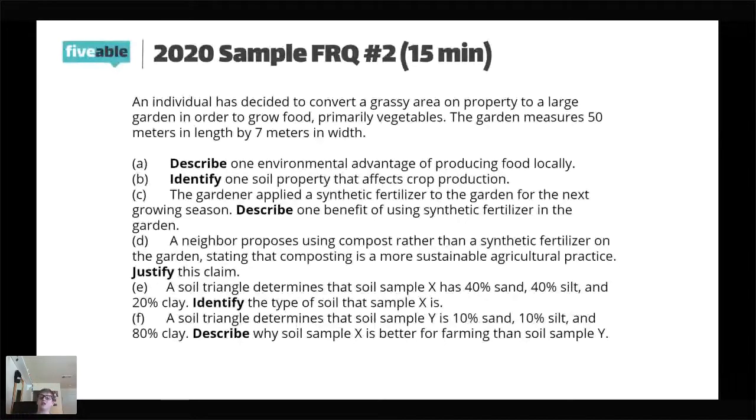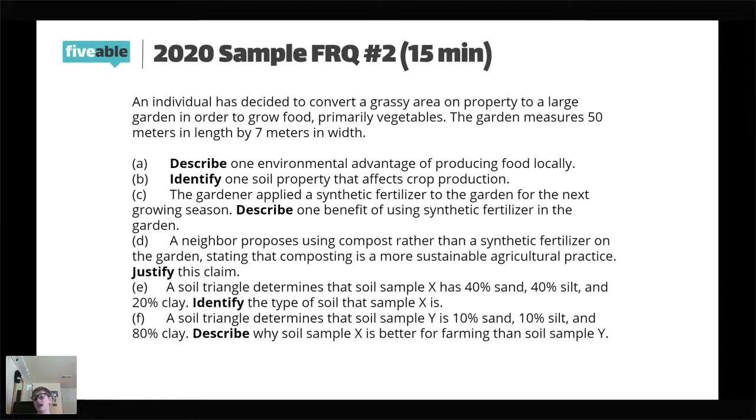Okay, Dot says better drainage. I don't love the word drainage. We have some APES vocab words that are a little bit more specific, but Morgan has a response typed out for me. So he says soil sample X is better for farming than soil sample Y because the amount of clay in sample Y causes the soil to be extremely compact, therefore it is harder for plants to establish roots.